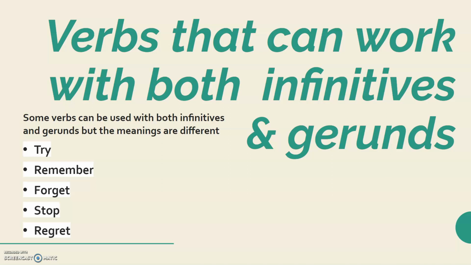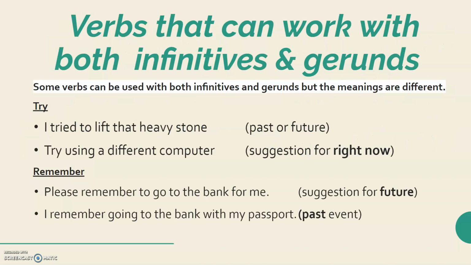Those words are try, remember, forget, stop, and regret. Okay? And I'm going to give you a few examples of how that is different. So with try, some verbs can be used with both infinitives and gerunds, but the meanings are different. I tried to lift that heavy stone. Try using a different computer. So when we use the first one, we're talking about something that you did in the past or in the future, and explaining what you did.